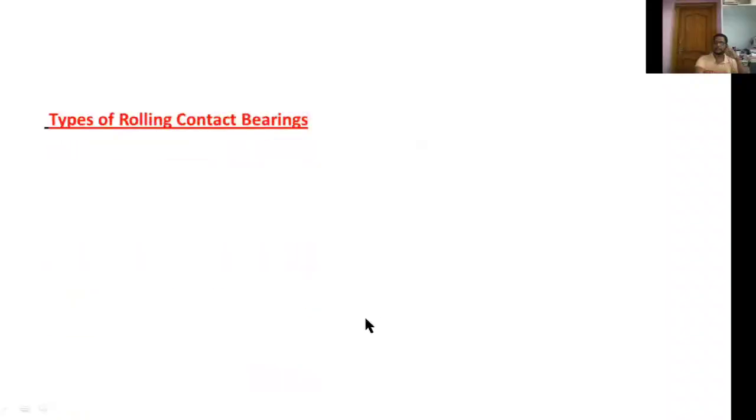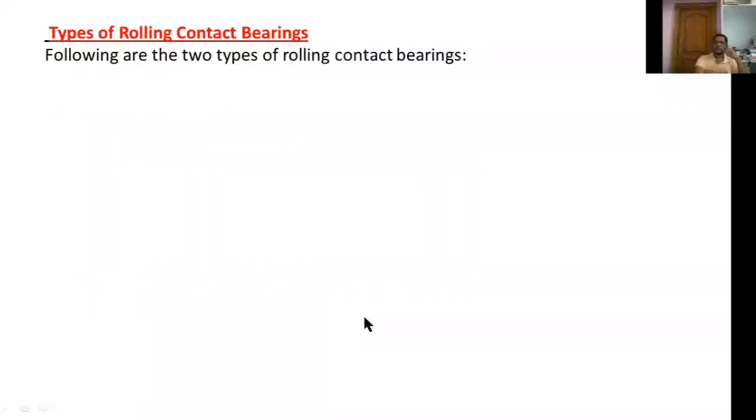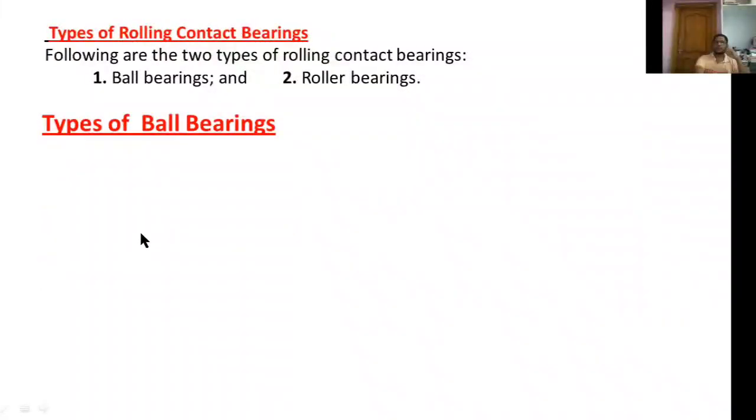Now I am going to explain the different types of rolling contact bearings. The rolling contact bearings are broadly classified into ball bearings and roller bearings. In ball bearings, we are using balls, whereas in roller bearings, we are using rollers. Here balls and rollers are rolling elements. Now I am going to explain the types of ball bearings.